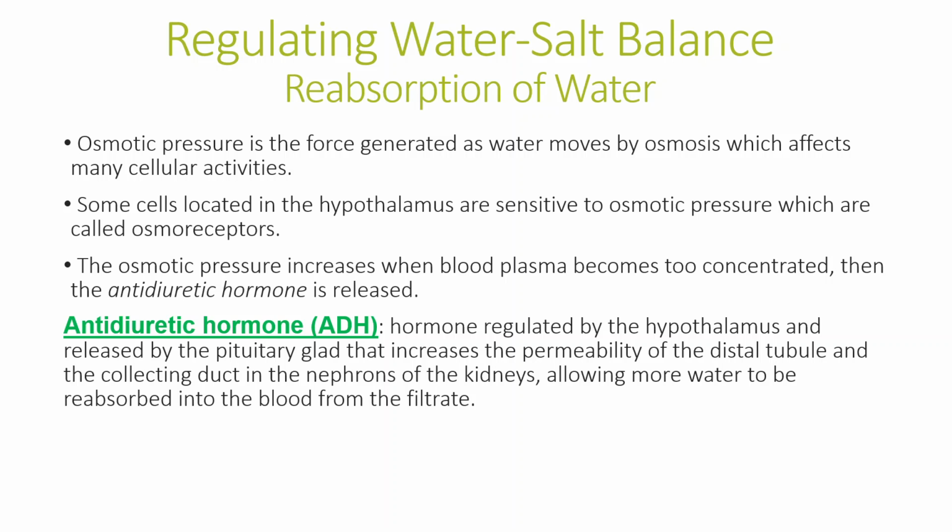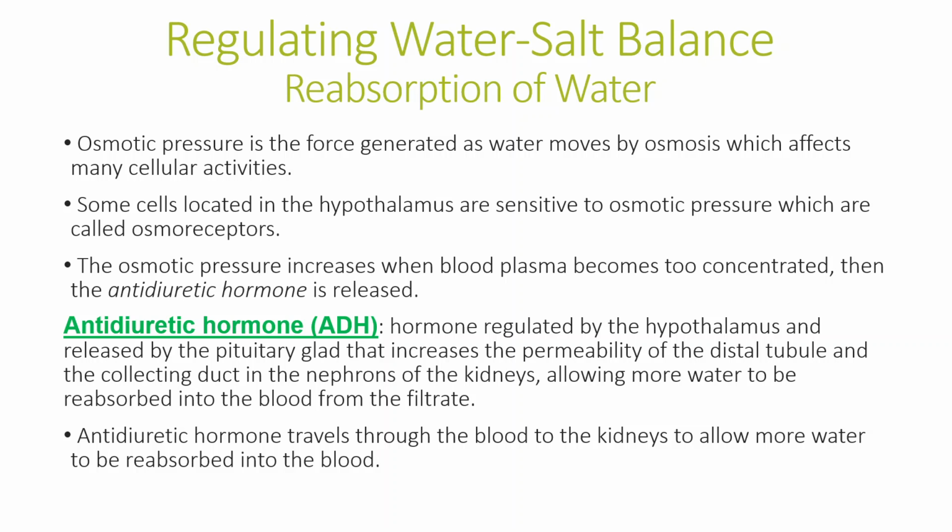Antidiuretic hormone is a hormone regulated by the hypothalamus and released by the pituitary gland that increases the permeability of the distal tubule and the collecting duct in the nephrons of the kidneys. It allows more water to be reabsorbed into the blood from the filtrate, which results in diluting the blood and lowering the osmotic pressure to normal.